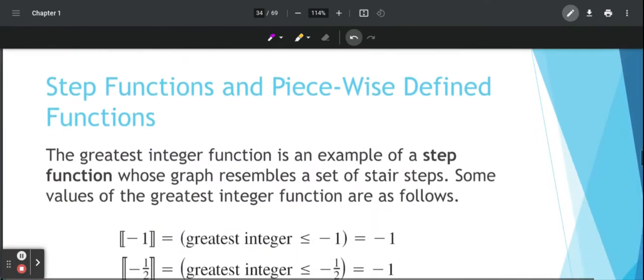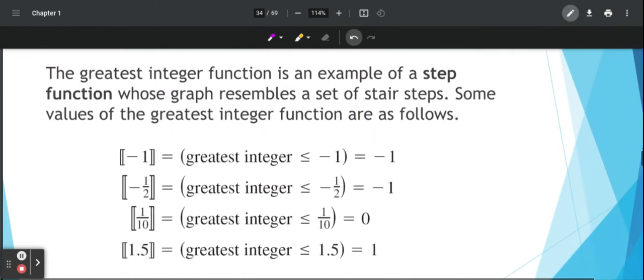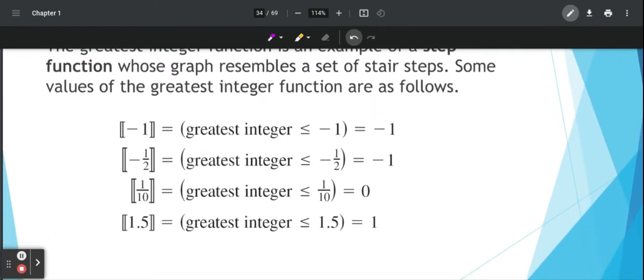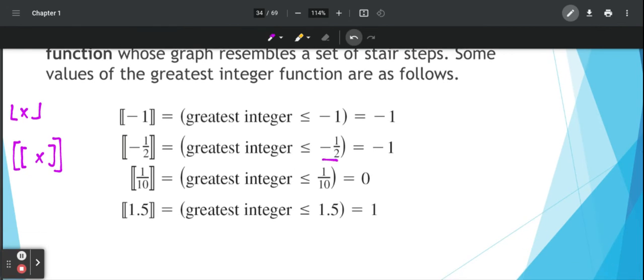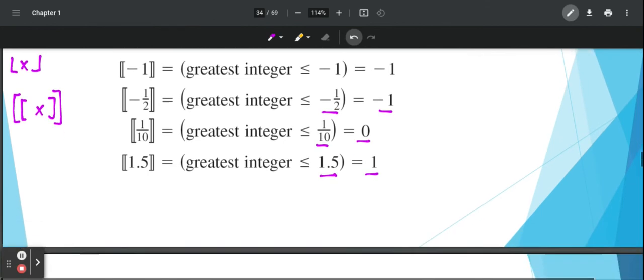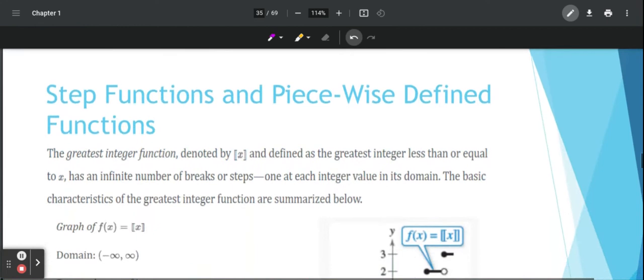So then we move into step functions and piecewise functions. A lot of you up to this point, your step function has looked like this. It's that rounding down function. This book uses the notation where it has this double bracket for your x, and that is called the greatest integer, but what it does is it rounds it down. So like negative 1/2 would round down to negative 1, 1/10 would round down to 0, 1.5 would round down to 1. So if you see that notation, that's what that means.